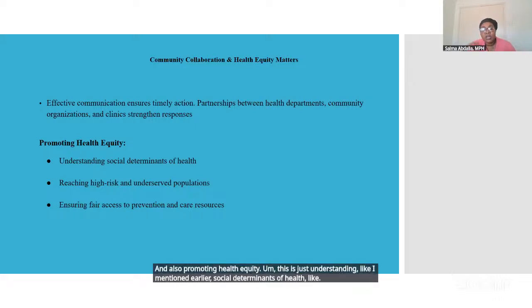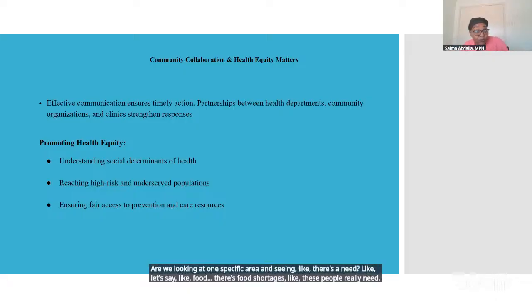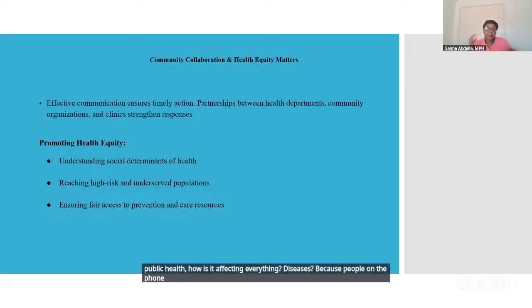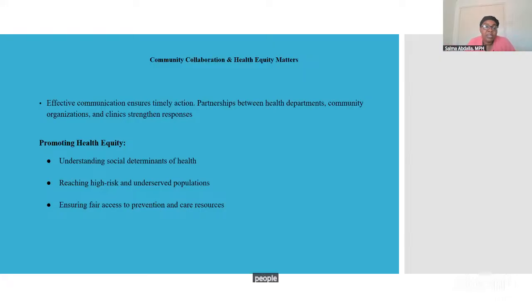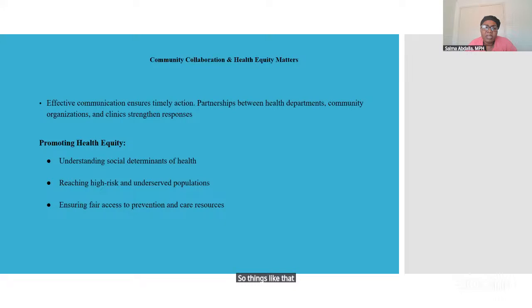Are we looking at one specific area and seeing there's a need, let's say food, there are food shortages, and these people really need access to food? How is this affecting public health? How is it affecting diseases? Because if people are not eating properly, not having nutritious food, people might become sick. That's going to be a reason for people to become sick and have diseases, right? So just making sure people have access to those resources is very important.